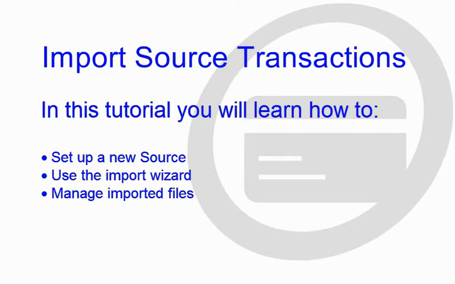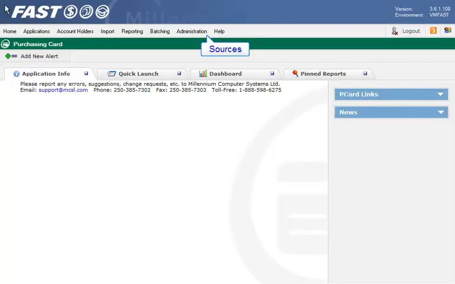You can add sources so that you can import transactions that are different than a purchasing card. For example, phone charges. In this tutorial, I will show you how to set up a new source, import transactions for that source, and then how to manage those imported transactions. You can open the source table from the administration menu.